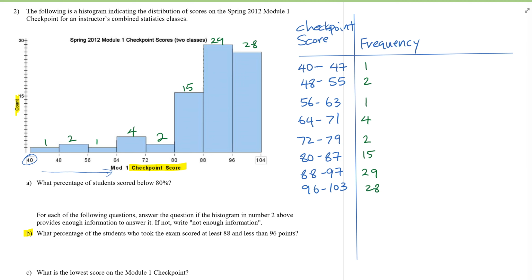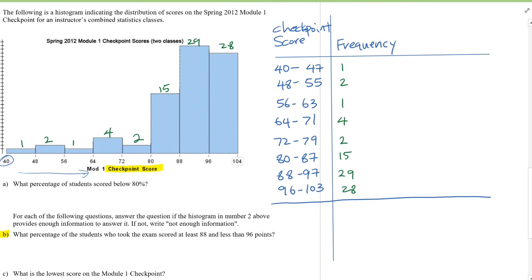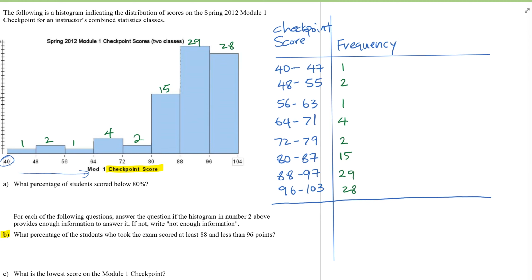Okay, so I'm going to add together the frequency column, and my total should be the total number of students in the combined class. In this case, it's a total of 82. You add them up, right?